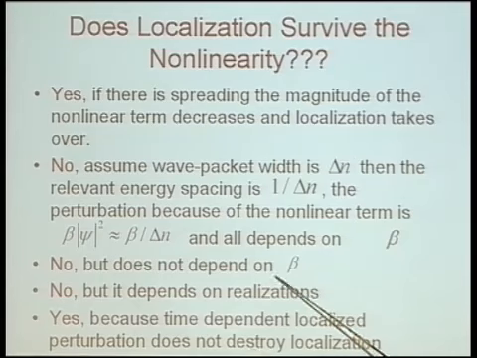Then some people say, well, there is no critical beta. Immediately when you switch on beta, you kill Anderson localization. Then there is an answer, no, but it depends on realizations. In one realization, it survives. In another realization, it does not. And only this is supported by numerical experiments.